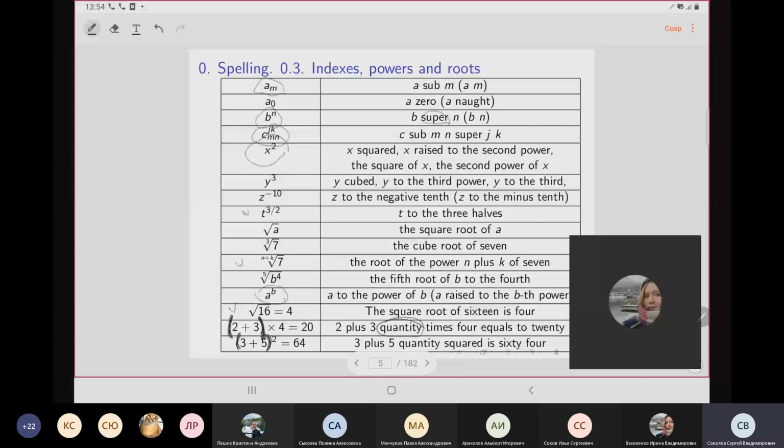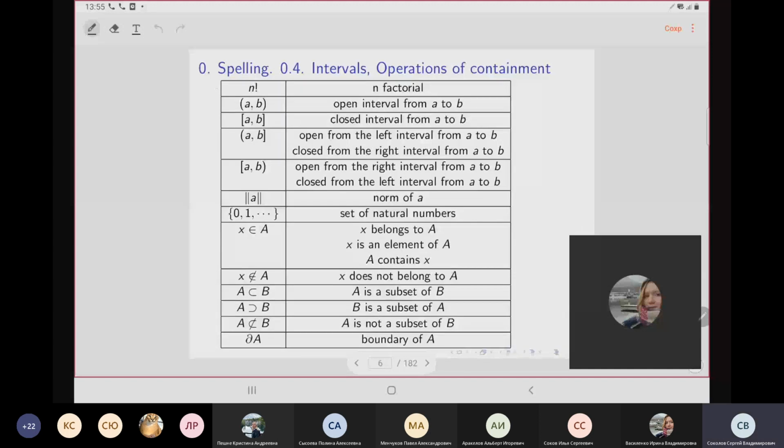The next one, some operations of containment. Containment means that one set belongs to another set, like this. I have no idea why I started this slide with factorial, because it is not an operation of containment. No idea why.